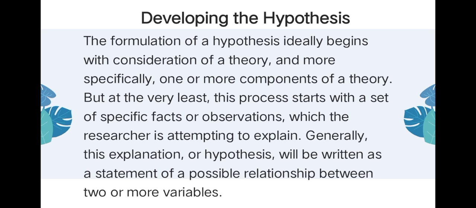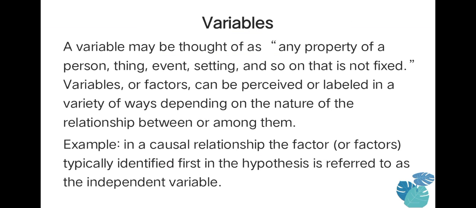Generally, this explanation or hypothesis will be written as a statement of possible relationship between two or more variables. Variables. A variable may be thought of as any property of a person, thing, event, setting, and so on that is not fixed.